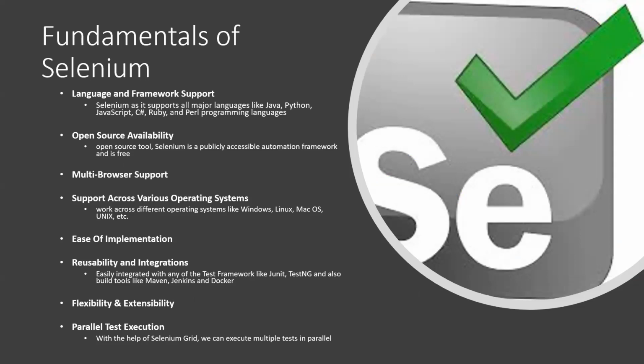The language and the framework support. The most standout feature of Selenium, if you ask me, which makes it different compared to other tools, is the variety of languages it supports. It supports all the major development languages like Java, Python, JavaScript, C Sharp, Ruby, and Perl. You can design scripts with any of these languages.